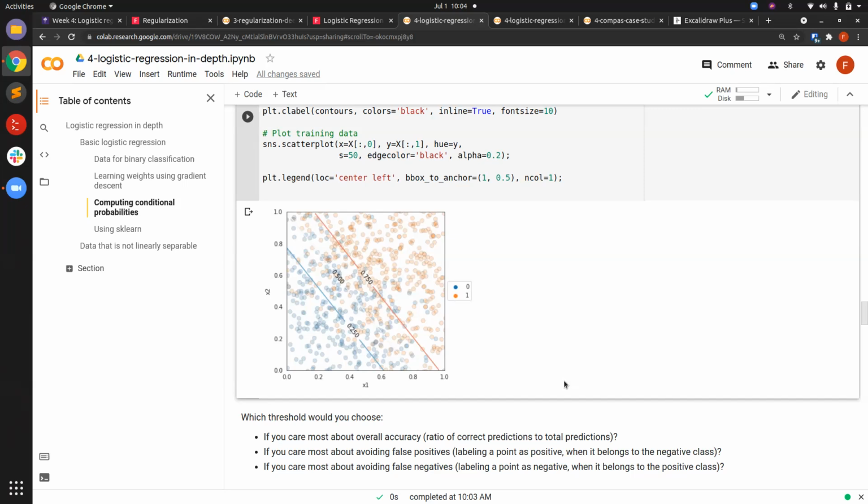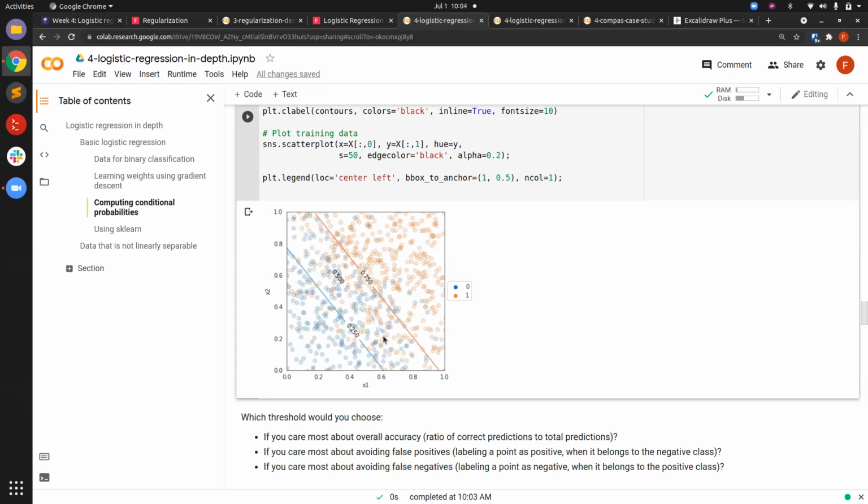So if false positives are very expensive, that means that we want the smallest possible number of blue points to be on the orange side of the decision boundary. So in that case, we might choose a 0.75 threshold. Now, in that case, we'll have fewer false positives, right? So we won't have so many blue points on the positive side of the decision boundary, but we'll also have more orange points on the blue side of the decision boundary. So there's that trade-off.